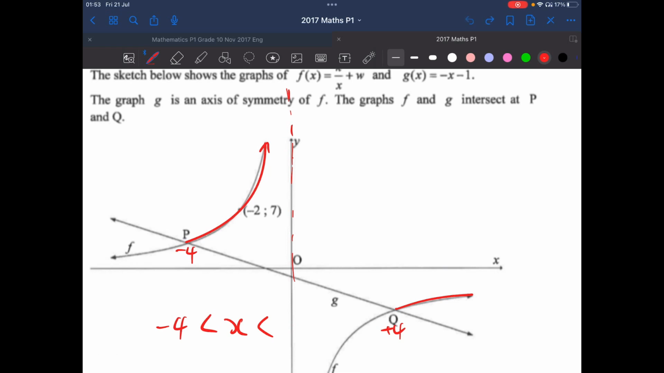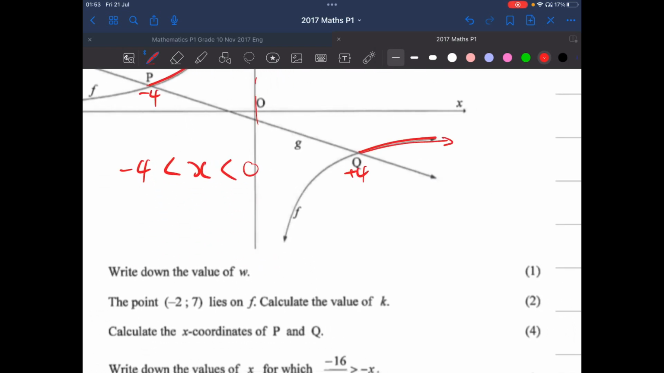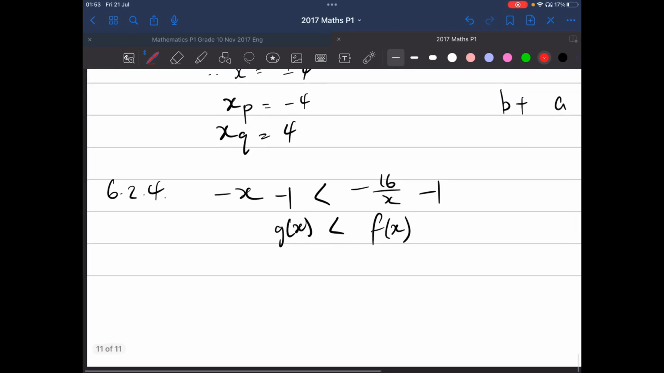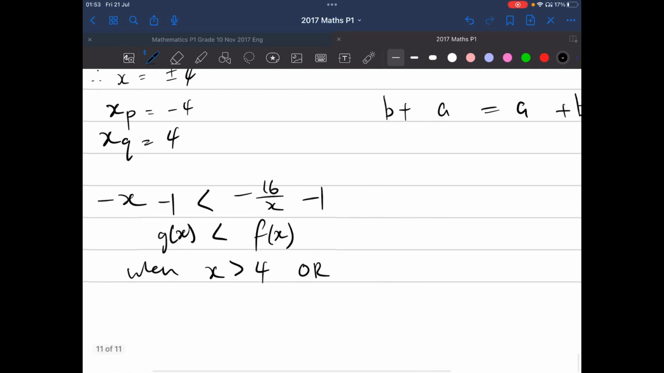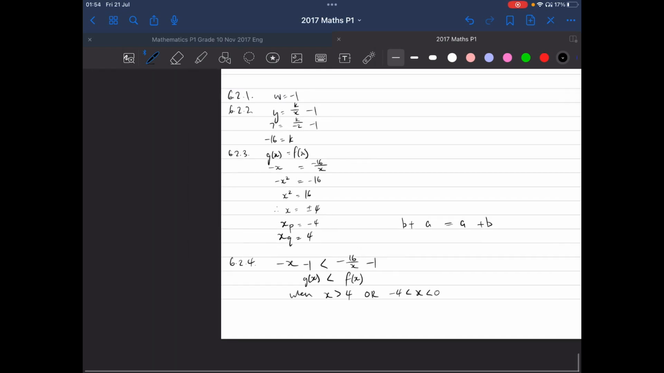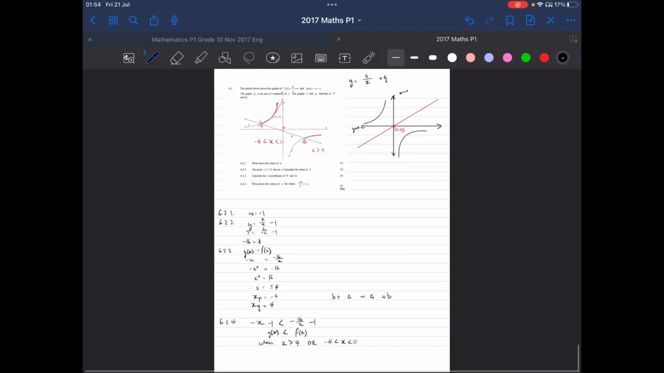Does that make sense? And then on this side, you can see it will continue indefinitely being greater than the straight line. So on this side, it's much simpler. We can just say that x has to be greater than 4. Let's write those two down and then we'll have the answer. This condition is true when x is greater than 4 or when x is greater than minus 4 but less than 0. So that's question 6 done as well.